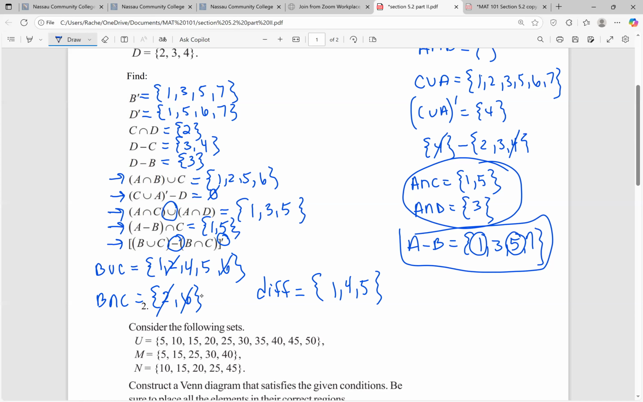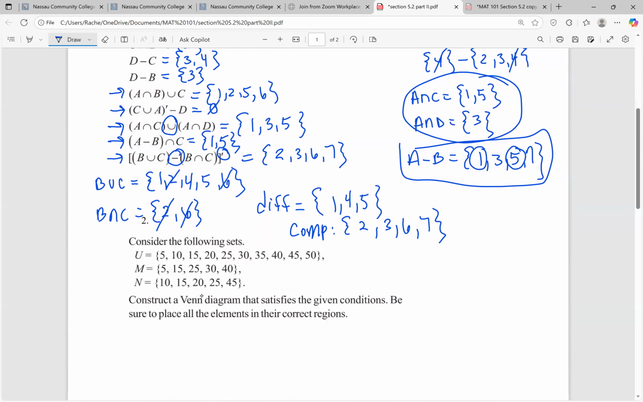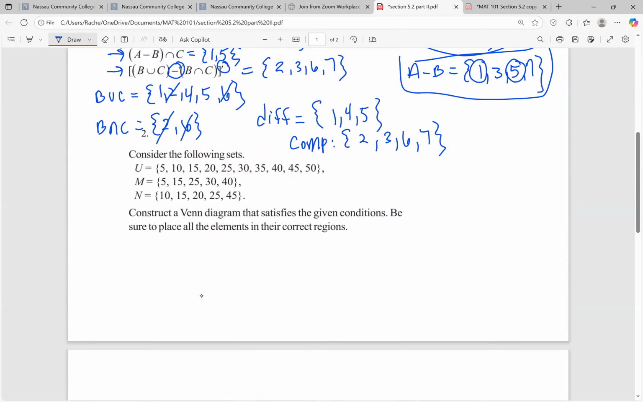So hopefully this is getting you a little bit more comfortable with using these definitions and notation. So this was a good example. Now let's look at example 2. Consider the following set. So we have the universal set here, and we have sets M and N. Let's construct a Venn diagram that's going to satisfy this relationship.